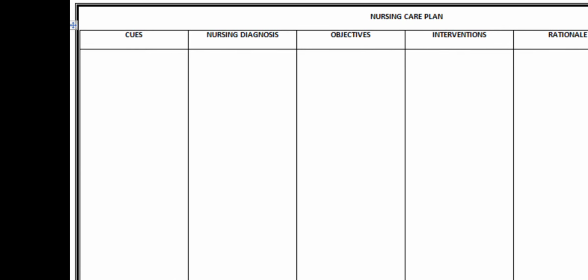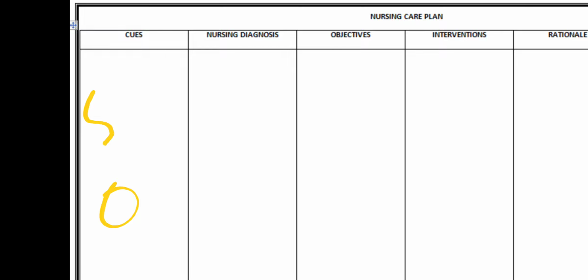So, ito yung itsura ng ating nursing care plan. So, cues ang ilalagay dito is subjective and objective cues. Di ba? Pag sabihin natin subjective, yun ang mga nasasabi ng inyong pasyente na feel niya. Okay? So, that is subjective.